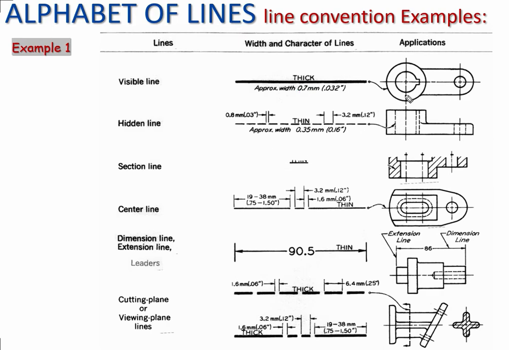Hidden line, as you see, imagine that this is the front view of the object and this is the top view. Now from the front view, the hole is hidden and can't be seen, but it should be represented in the front view as a hidden line. So as you see, the hidden line should be thin, not thick, evenly spaced dashes, with approximately 0.3 millimeter thickness.